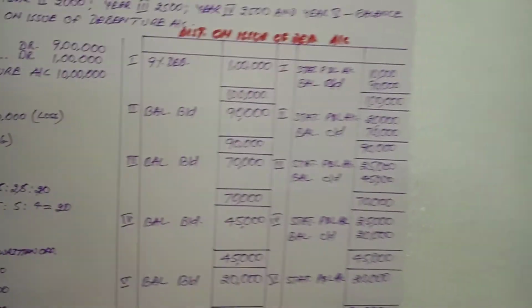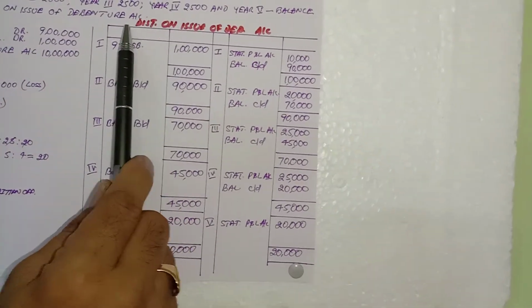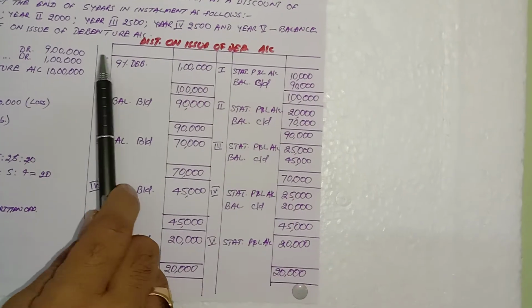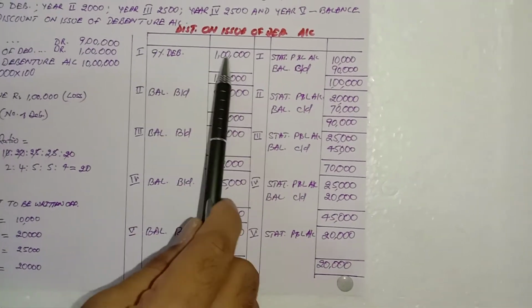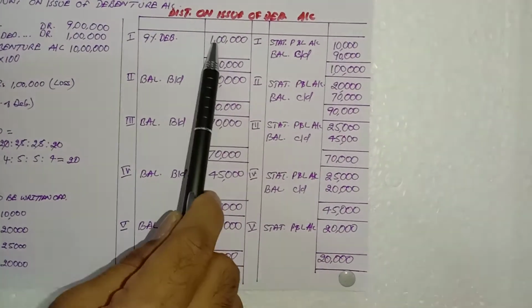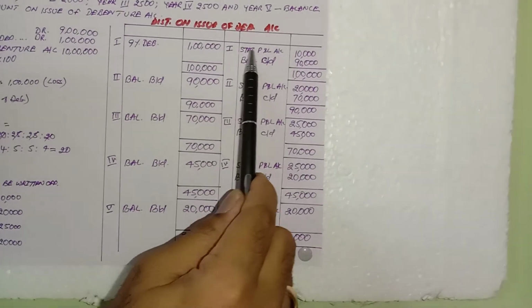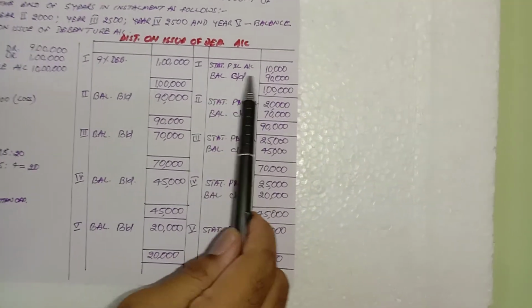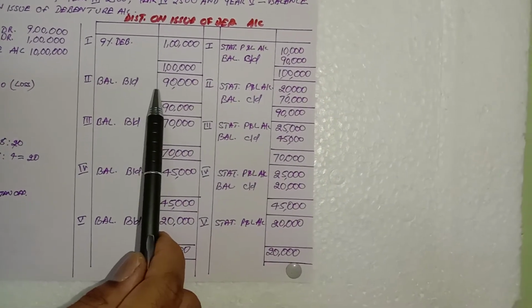Now let's see how the discount on issue of debentures can be maintained. Same logic again, write the heading discount on issue of debenture or loss on issue of debenture, whichever is the case. Here 9% debenture I have debited, and my first year installment is 10,000. So again profit and loss, repeat the same procedure what I explained in the previous question, and balance carried down is 90,000.